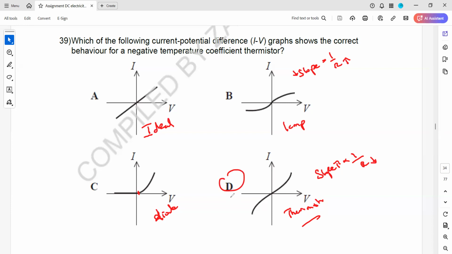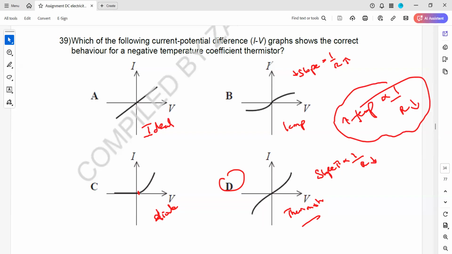Why do we say negative temperature coefficient? Negative temperature coefficient means the relation between the temperature and resistance is inverse. So we call that a negative temperature coefficient. If the temperature increases, its resistance will decrease. So the term negative temperature coefficient refers to the relation between temperature and resistance. So option D is a valid answer for this.